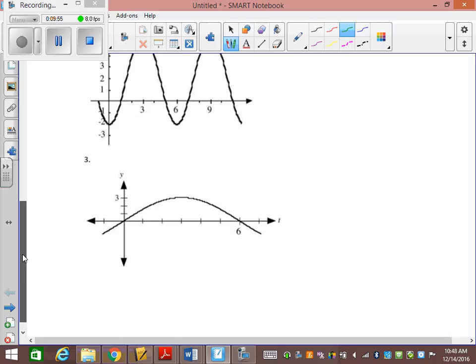Anyways, this graph, 6, 7, 8, 9, goes down to negative 3. So our amplitude is going to be 6 divided by 2, which is 3. Okay? Flip over. There's 4 graphs for you.